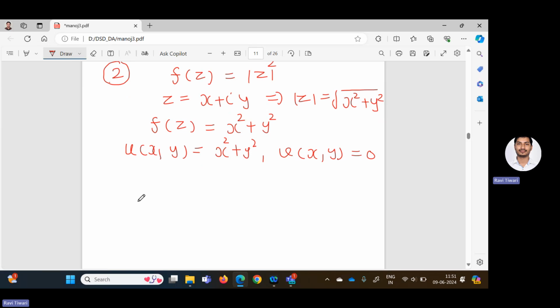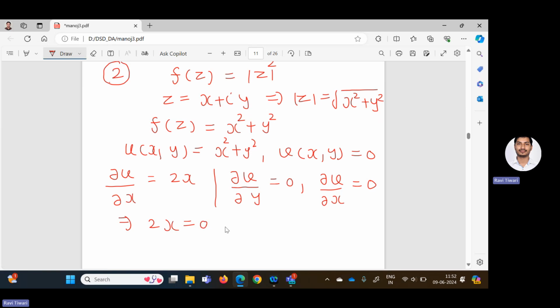Now we can check the first component of the CR equation. We know that dou u by dou x is 2x, and dou u by dou x must be equal to dou v by dou y. Because v is 0, dou v by dou y is also 0, and dou v by dou x is also 0. So according to the first component of the CR equation, 2x equal to 0. This will imply x equal to 0.